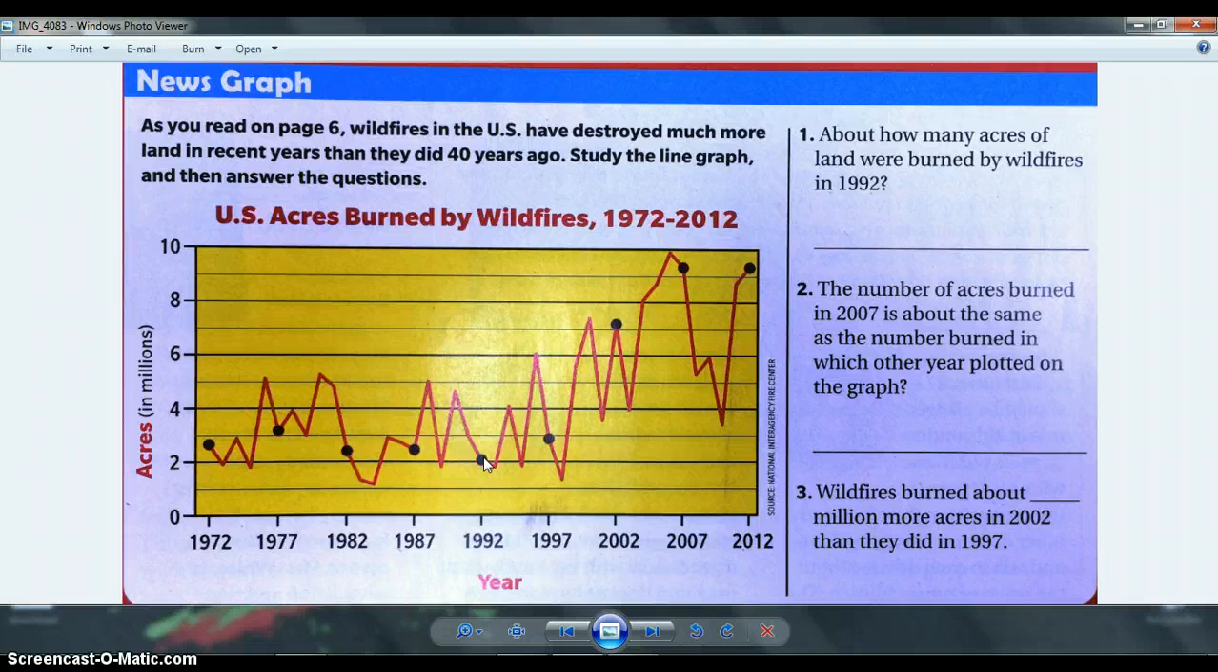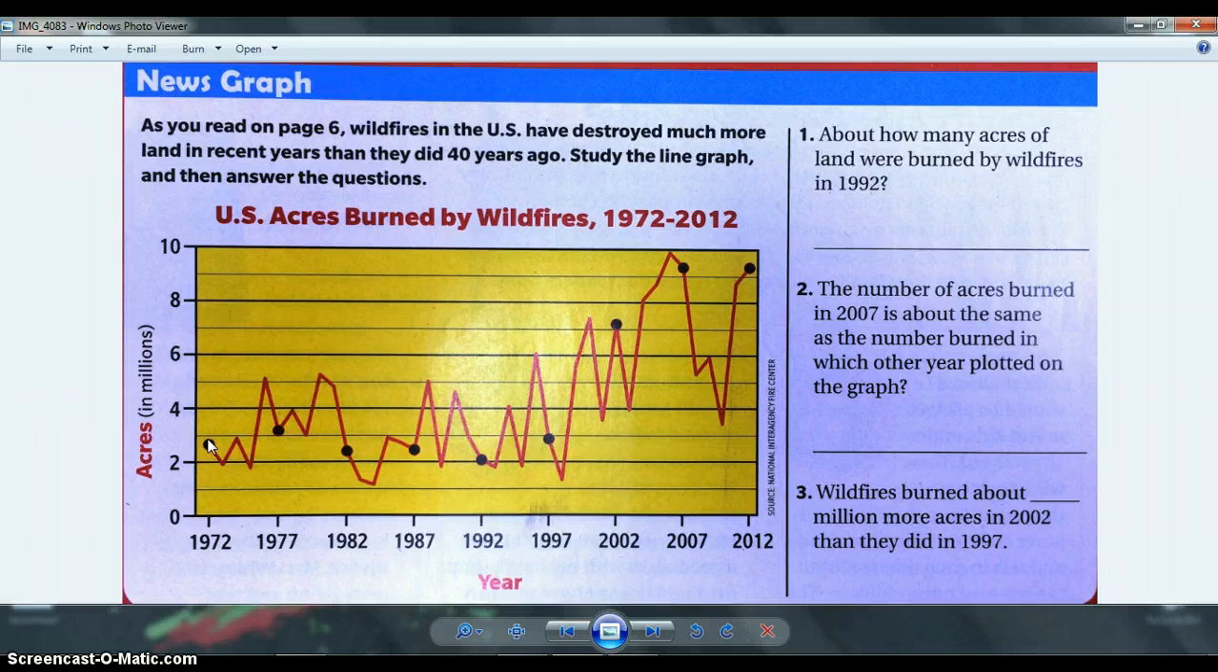Now you'll notice that some of these dots are not on lines, and that's where we have to use our inferences and read between the lines. So let's go to 1972, and we see that this is right here. Now we can tell that in between 2 and 4, this middle line here is going to be 3. That's the number that's right between there. So now we can narrow it down and say, okay, in 1972, between 2 and 3 million acres were burned.